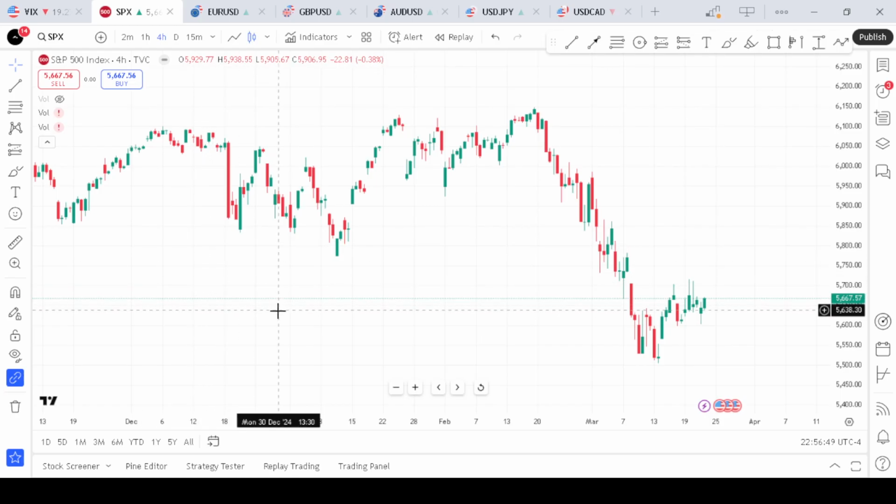For example, if the S&P 500 is falling but the VIX is not rising as expected, it may indicate reduced fear and a potential stabilization in prices.